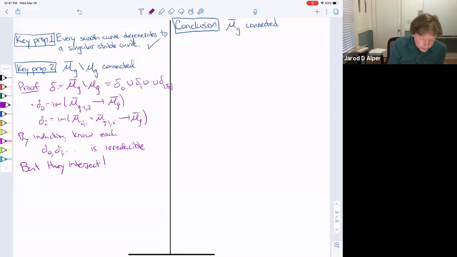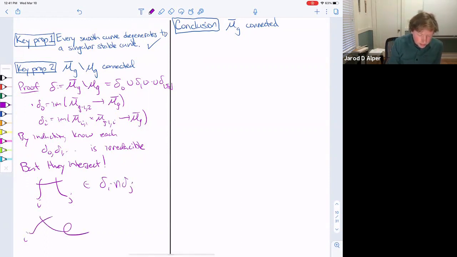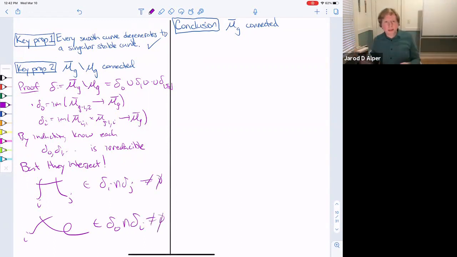For instance, if I take a genus i curve and a component of genus j, this is in the intersection of delta i and delta j. And likewise, I could take a genus i component and then something like this, and then this would be in the intersection of delta 0 and delta i. So we see that these are non-empty. And this allows us to conclude that M_g bar is connected.